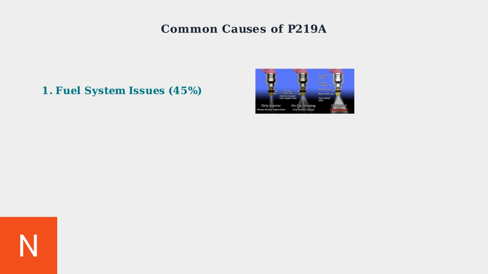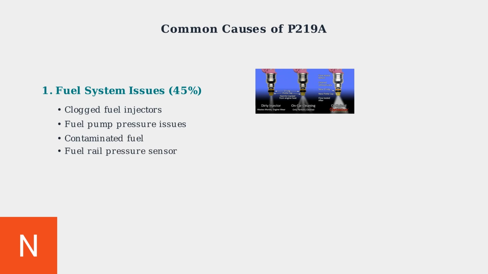Several factors can trigger this code. Modern diagnostic research shows that fuel system issues are the most frequent cause, accounting for 45% of all P219A occurrences. Fuel system problems include clogged fuel injectors, fuel pump pressure irregularities, contaminated fuel, and malfunctioning fuel rail pressure sensors. These issues prevent the engine from receiving the correct amount of fuel.